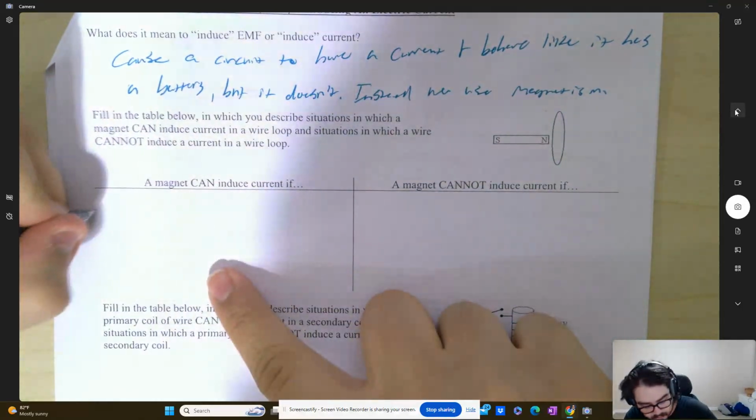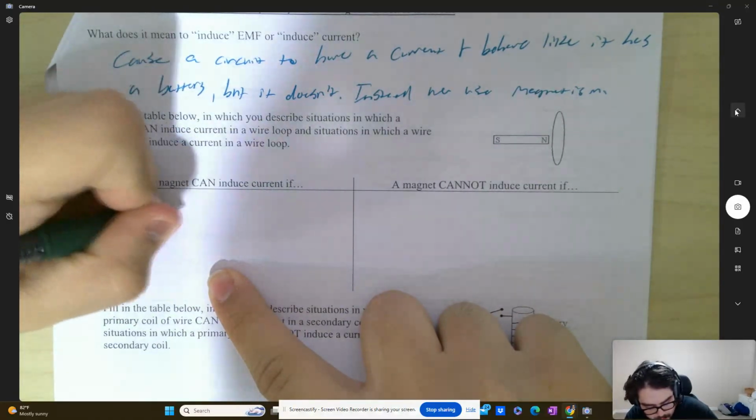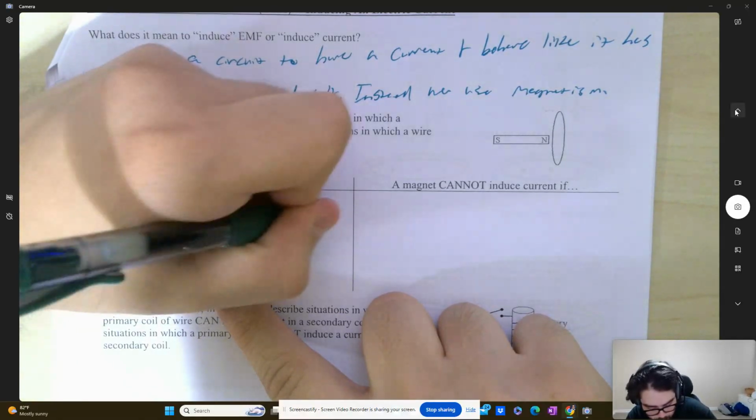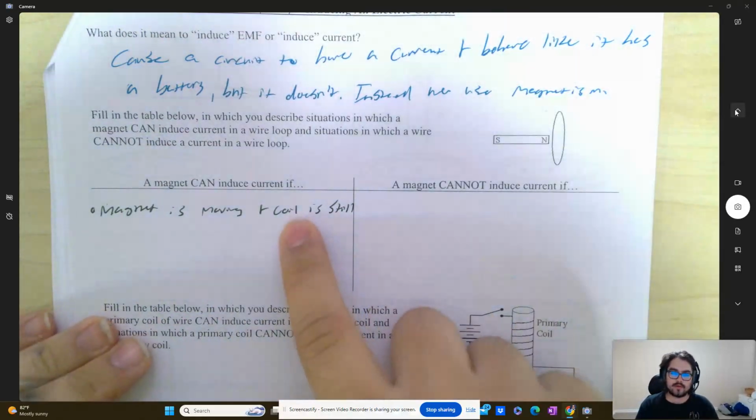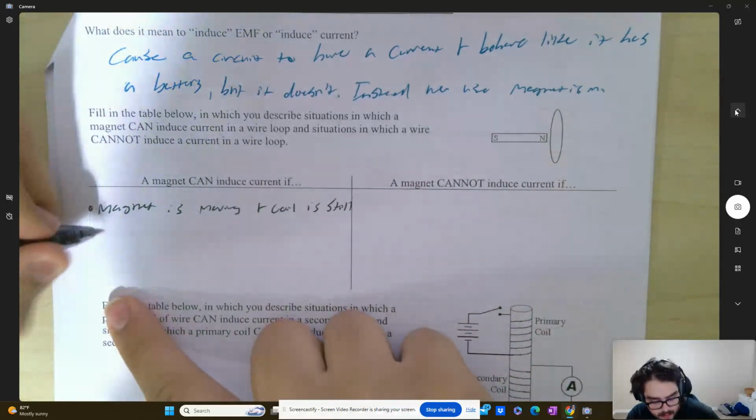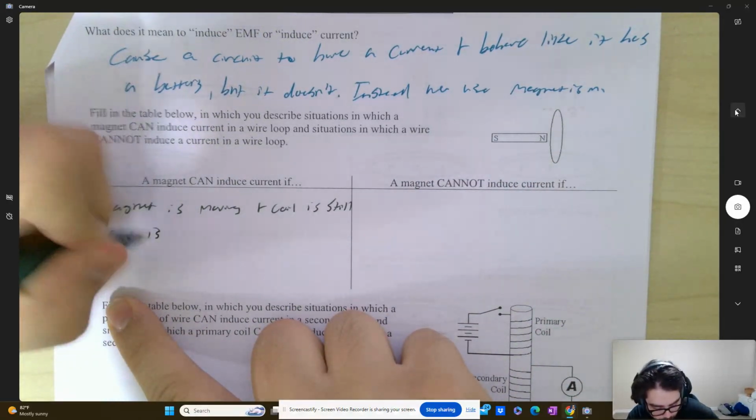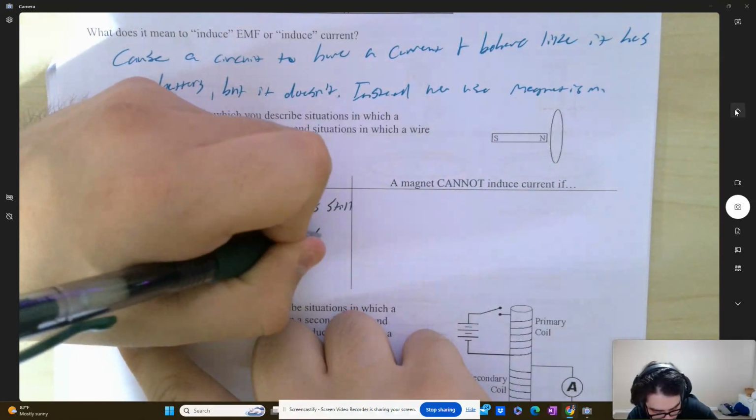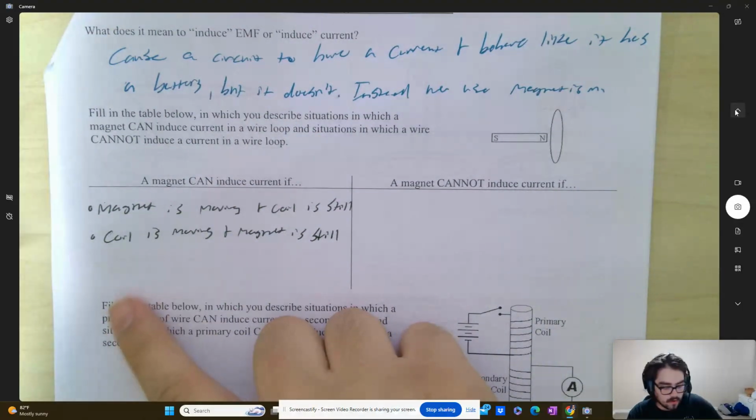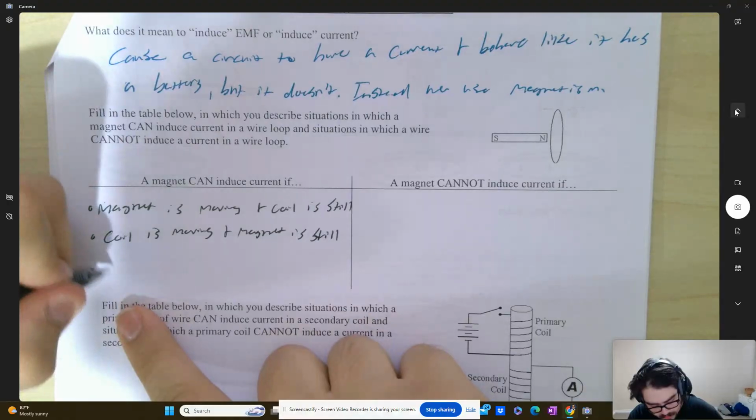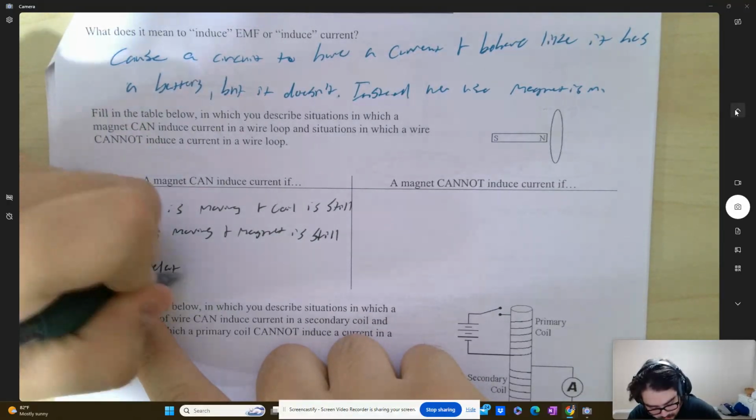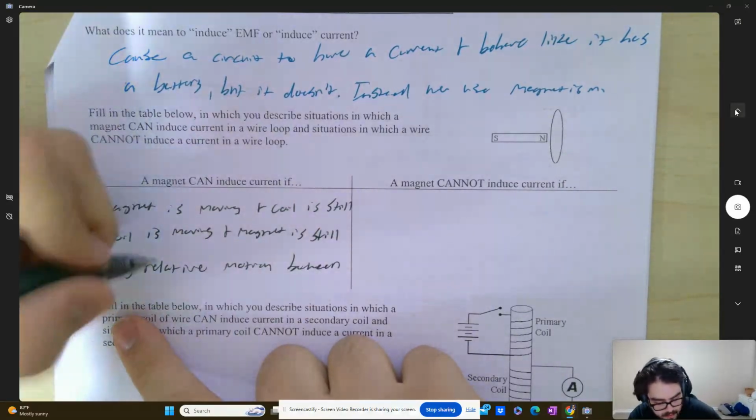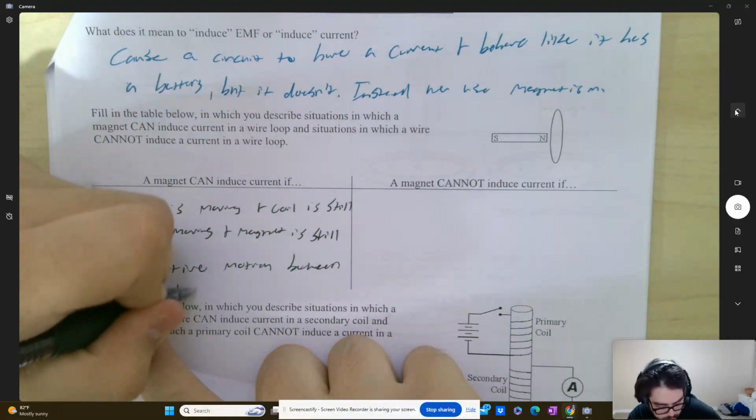A magnet can induce current if the magnet is moving and the coil is still, okay. I say coil, right? It's the same thing. A loop of wire is just a coil, right? Or if the coil is moving and the magnet is still. But in general, a generalized version of this is saying that there needs to be any relative motion between magnet and coil.